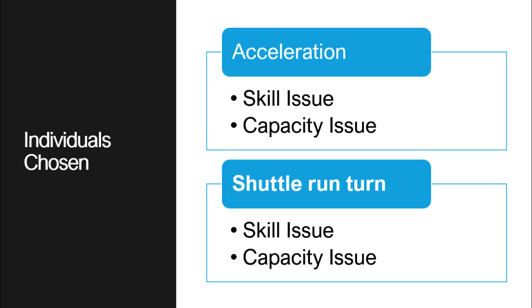Two athletes were chosen for this vlog. One of the athletes showed a skill deficiency in acceleration, while the other showed a capacity deficiency in the same drill. In the second part, the same two athletes showed that one has a skill deficiency in the shuttle run turn, while the other showed a capacity deficiency in the same drill.